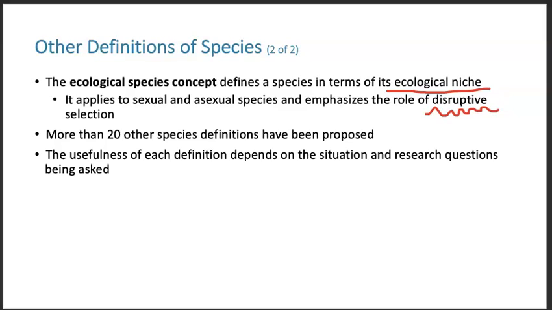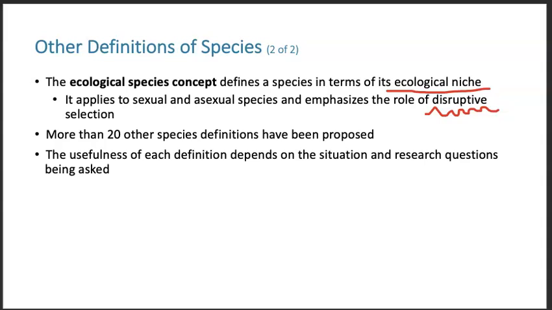I could go on and on about these different definitions of species. There are, in fact, 20 other definitions of species that have been proposed, some of which are very interesting. Some of them overlap the ones that I've already talked with you about. I'm only going to give you the three that I've given you already, right? The biological species concept, the morphological species concept, and the ecological species concept. The usefulness of each definition depends on the situation, and it also depends on the questions that each scientist is asking. So that's why we have so many definitions of species. But if we're trying to think about the way things evolve, the biological species concept is the most useful concept.